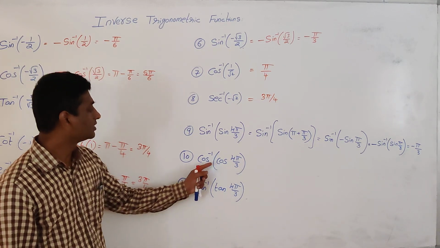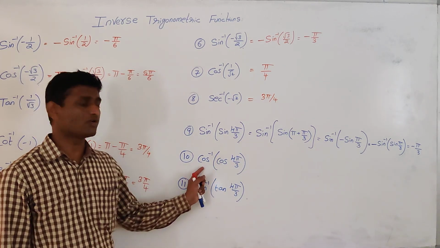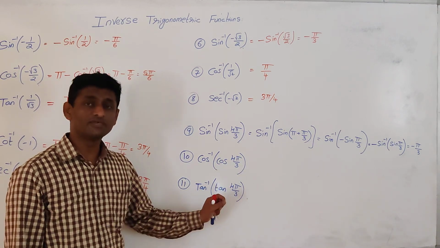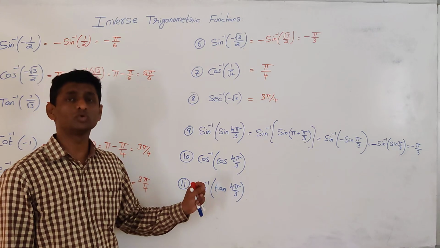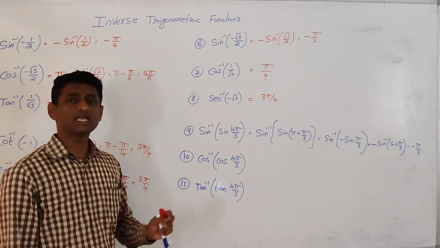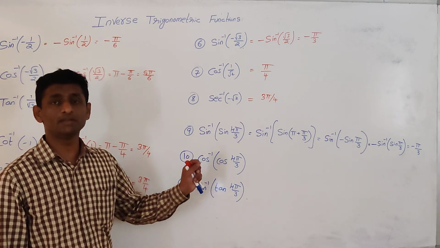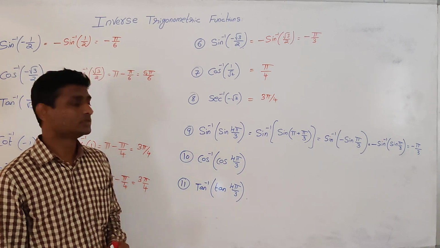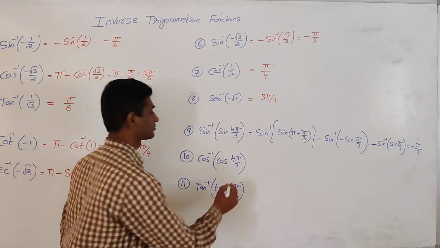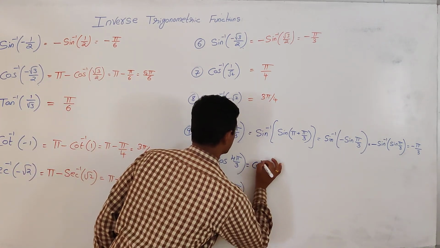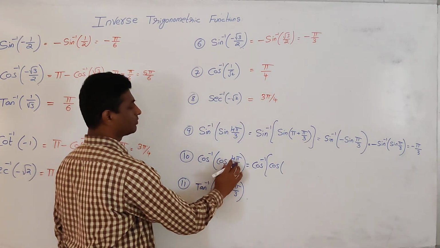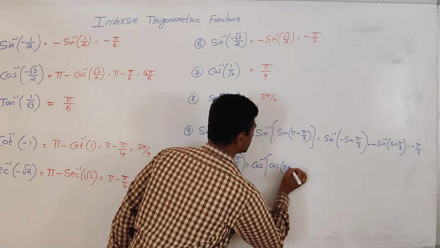Coming to the cos inverse of cos theta, it is theta if theta belongs to closed interval 0 comma pi. But 4 pi by 3 is an angle which doesn't lie between 0 to 180. So we have to reduce it and bring it into our format. Cos inverse of cos 4 pi by 3 means cos of pi plus pi by 3.